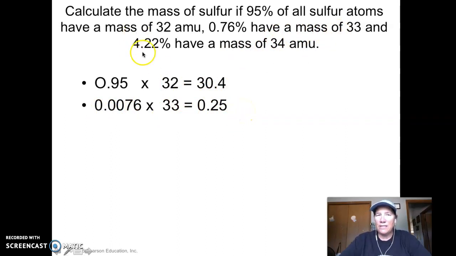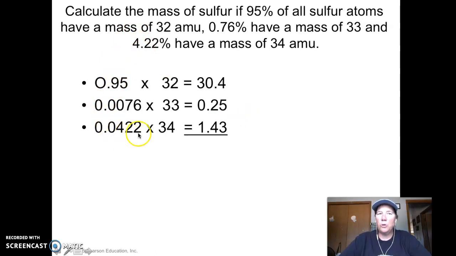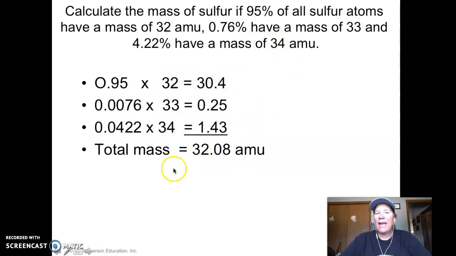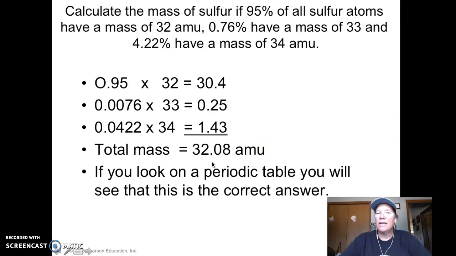And then the last one, I take this number and make it 0.0422 times 34. And again, that's its mass. So I have these 3 numbers, I add them together, and I get 32.08. That's AMU, atomic mass units. So if you look at a periodic table, you can check. Look underneath sulfur, look for its mass, and I think it's 32.084 or something like that. So it's really close. It's a way to double check to make sure you did it right.